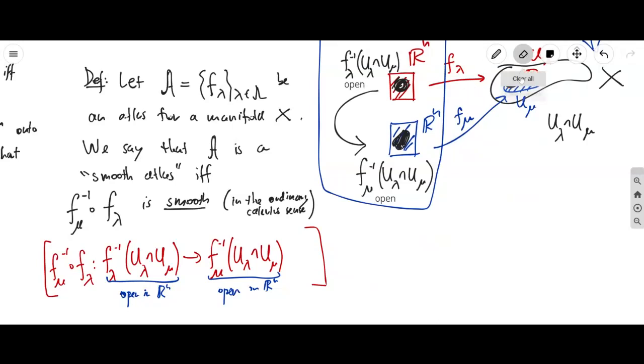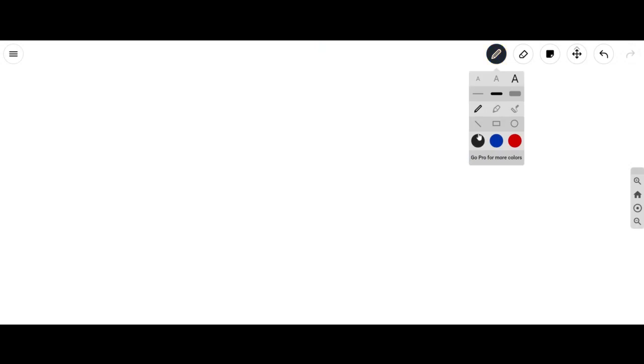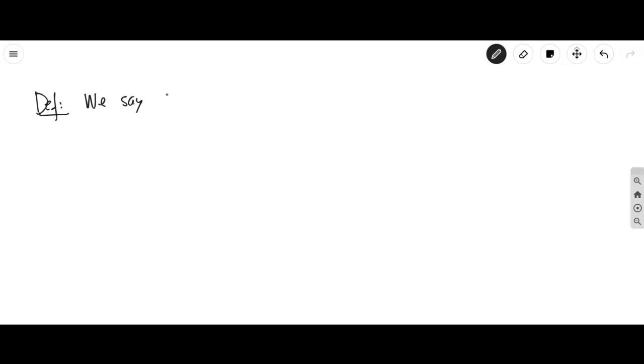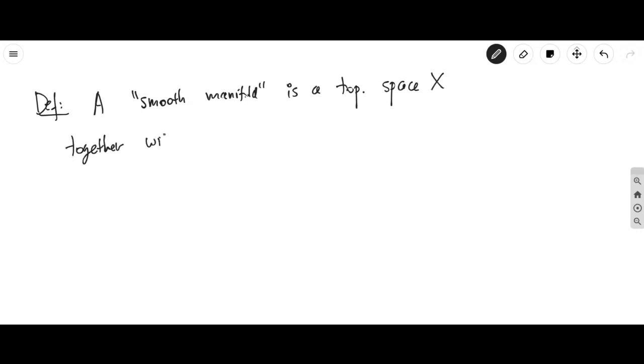So now let's say, what is a smooth manifold? Definition. We say a smooth manifold is a topological space X together with a smooth atlas.